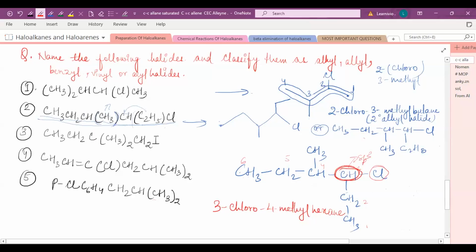When the halogen group is attached directly to the sp3 hybridized carbon, and further when you move on to the next carbon, again this is sp3 hybridized, right? So this is your alkyl halide. Now what is the degree of this alkyl halide? Tell me. Primary, secondary, or tertiary?